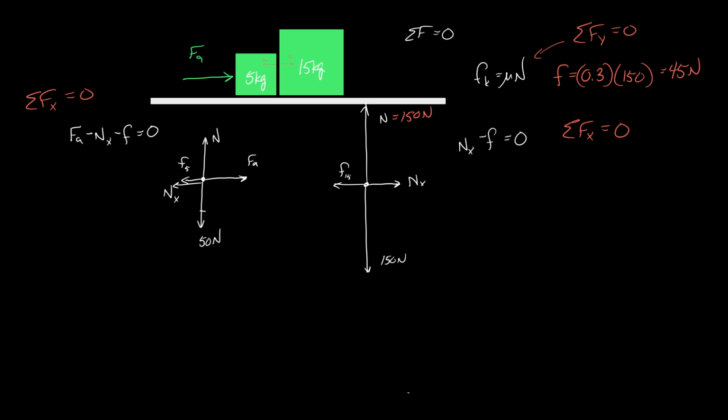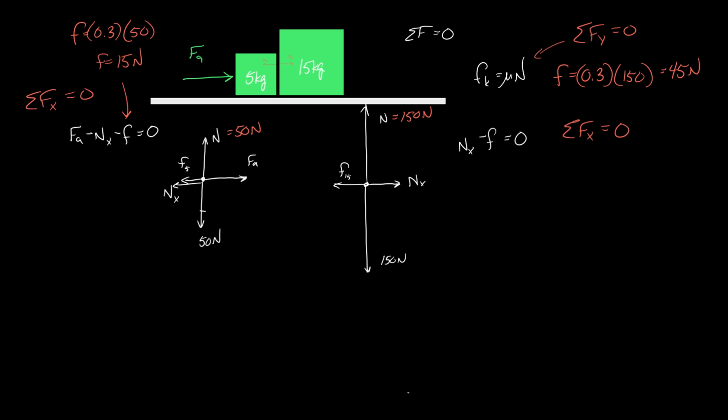Over here, this normal force has to equal 50, balancing up and down, net force in the y direction. So this frictional force has to be equal to mu times that normal force of 50. That frictional force is 15 newtons. All good? All right. Well, we were asked to find the normal force between the boxes.